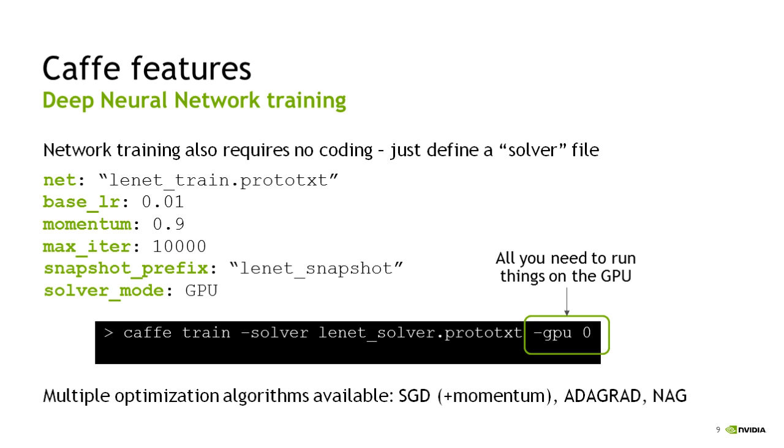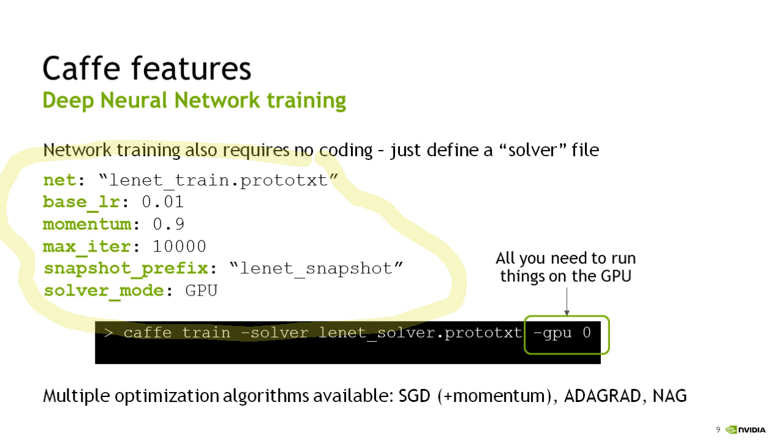So you see an example in the center of the slide here. I'll just highlight it because there's a lot on the slide. That example in the yellow circle is saying that our network is defined in this Linnet train.prototext file. We're going to have a base learning rate of 0.01, momentum of 0.9, which is another parameter of some of the neural network training algorithms, and we're going to train for a maximum number of iterations of 10,000.